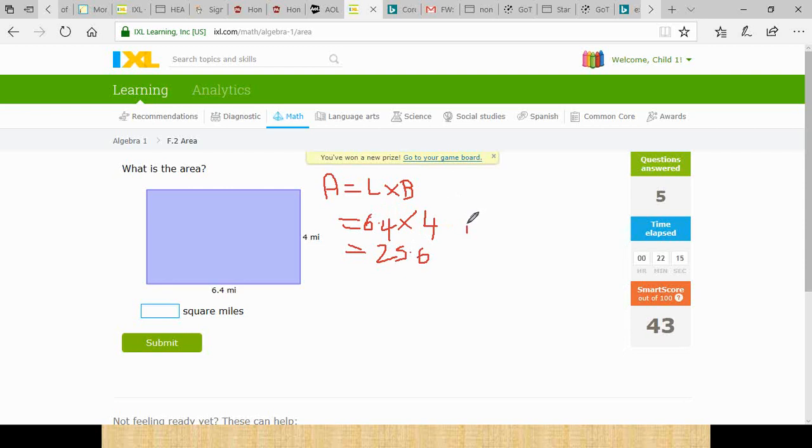Okay, so remember it is 6.4 miles times 4 miles. So you're going to multiply the miles, so you get miles square. With a square you put a 2 on top, right? Or you can write it out: square miles, or you can put miles to the power of 2. An area is a distance square. You need to write this down as well. You cannot put the area as just a distance. So let's put 25.6 and let's submit that.